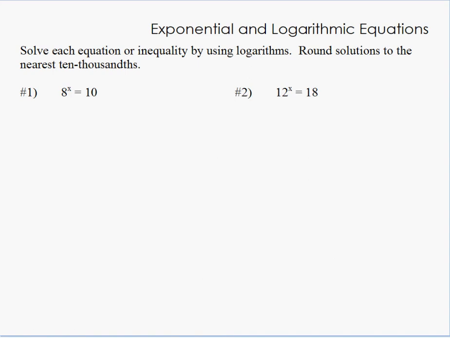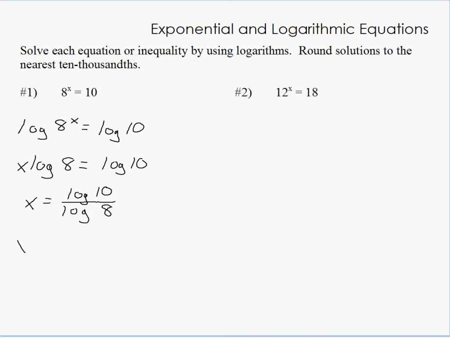You're supposed to solve each equation or inequality, and you're supposed to round to the nearest 10,000th. That's 4 decimal places. Number 1, since the exponent is a variable, you would want to log both sides, and I would suggest using common logarithm. That means the base is 10. In doing so, this will allow you to take your exponent, x, and move it to be a coefficient. That's the power property. Then to get x by itself, divide both sides by log of 8.